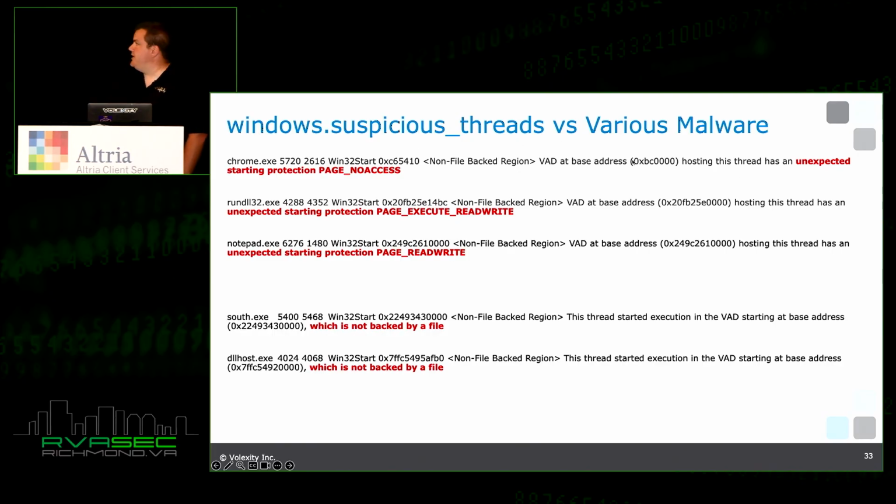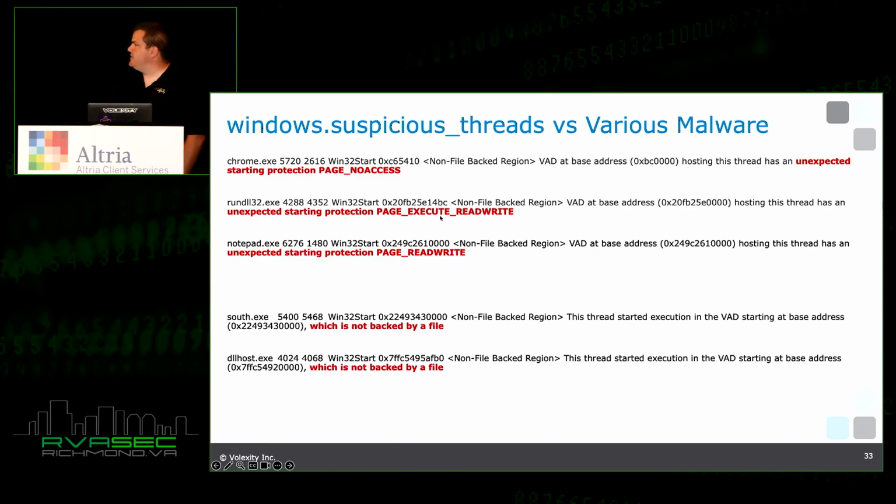So this one was really interesting. The plugin is complaining because it's saying, hey, the VAD that is hosting a thread inside of this chrome.exe process has an unexpected starting protection of page no access. Obviously, it needs to be execute write copy, but page no access is especially interesting because that means you can't even read from that region. So malware creates a region that if AV tries to read from it would crash the process initially. And then behind the scenes, there's a virtual protect API where the malware can go change the pages it actually needs to access, and you're not going to see that in the VAD. So you'll see quite a bit of malware allocate as page no access, but we catch it right away.